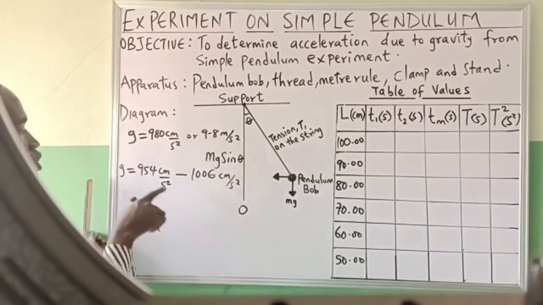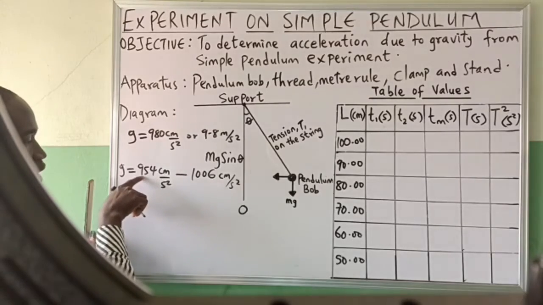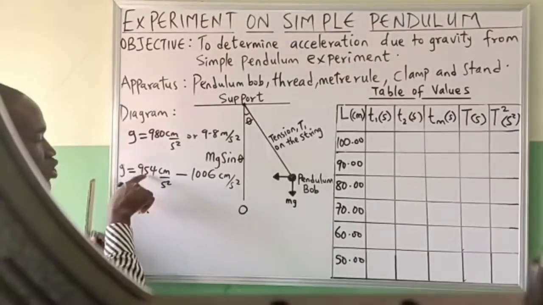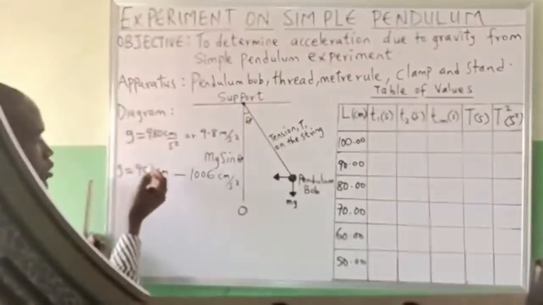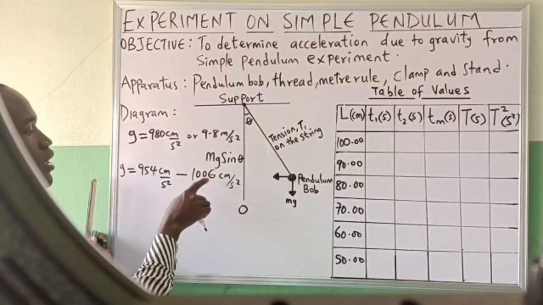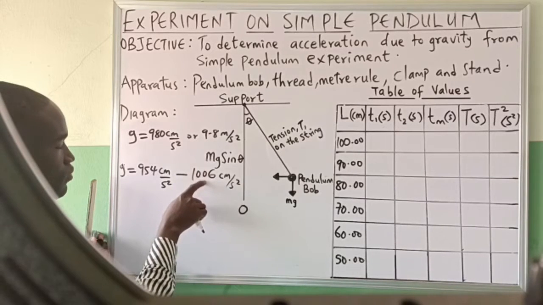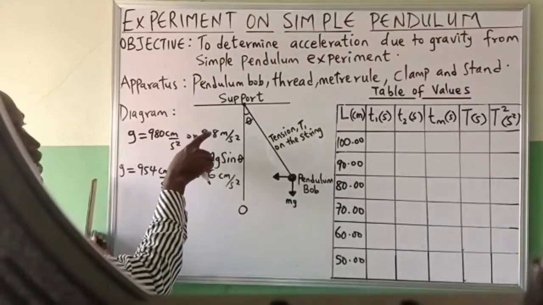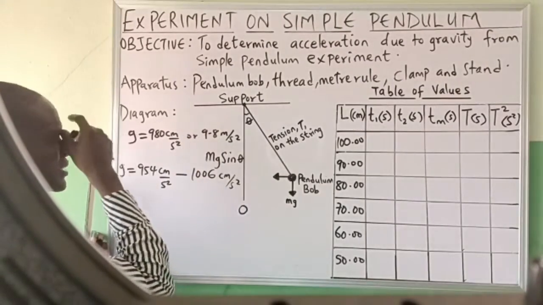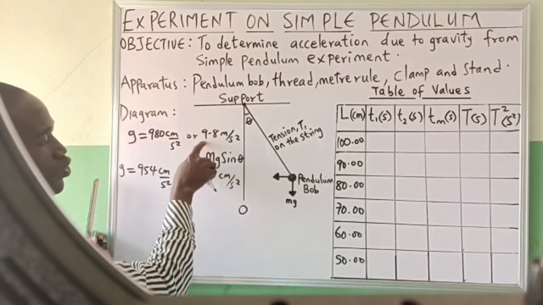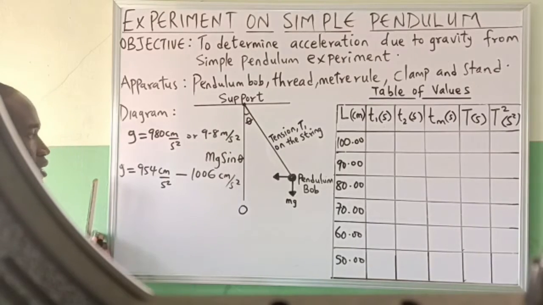That means if you approximate this to the nearest 100, it will give you 1000. Then in meter per second square, if you approximate it to the nearest whole number, it will give you 10 meter per second square.